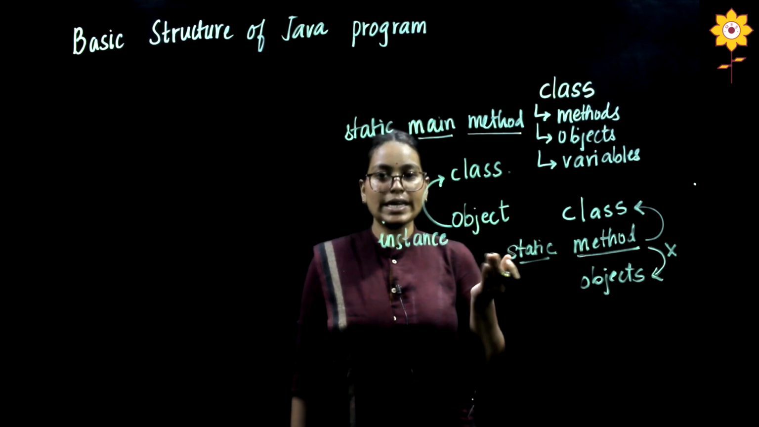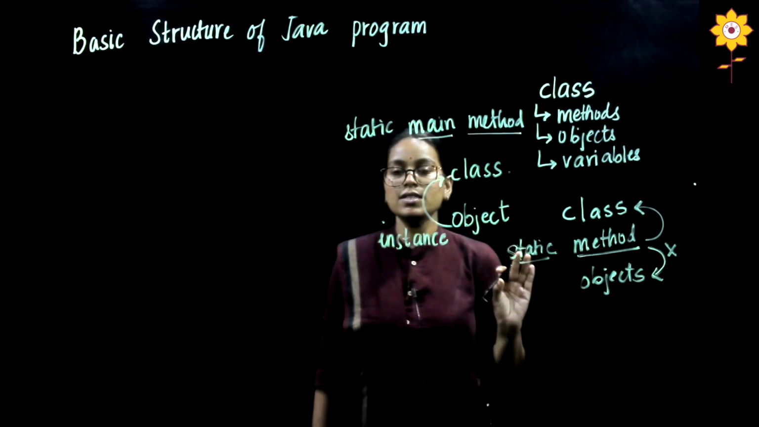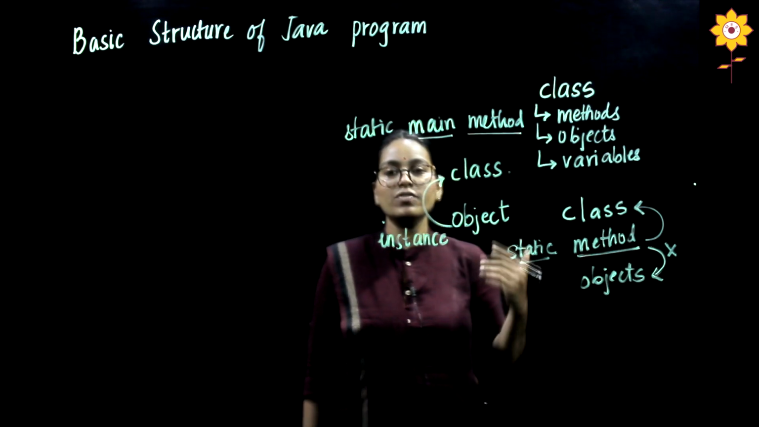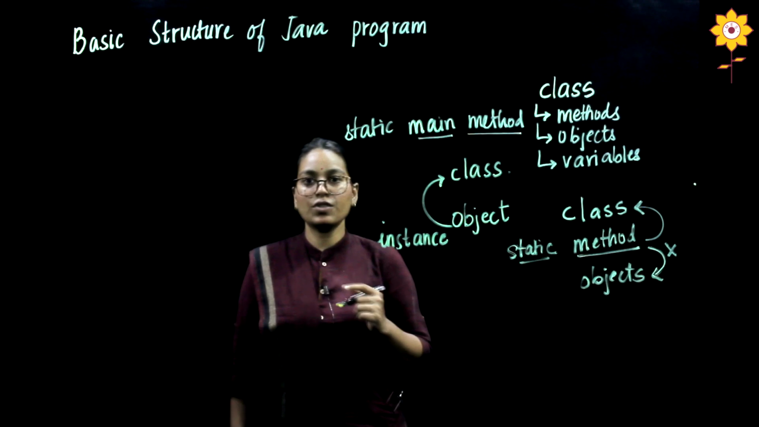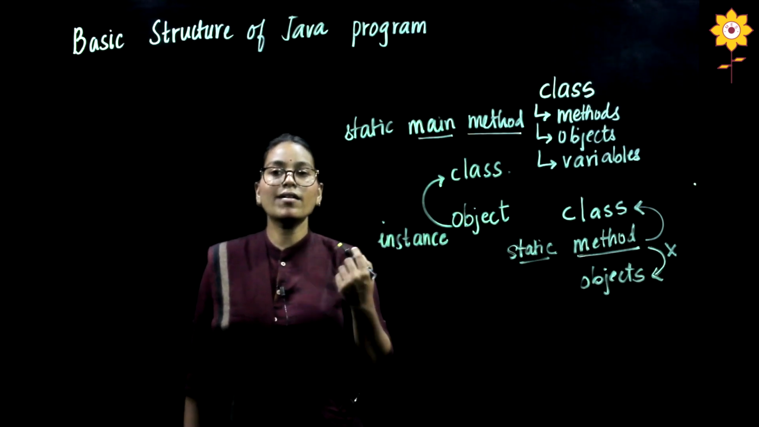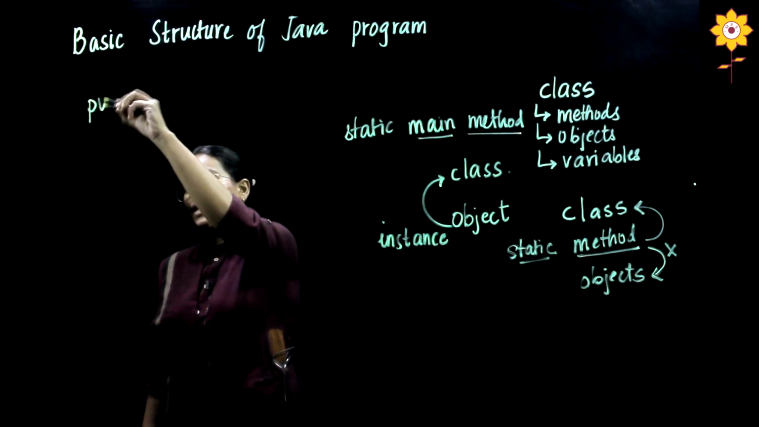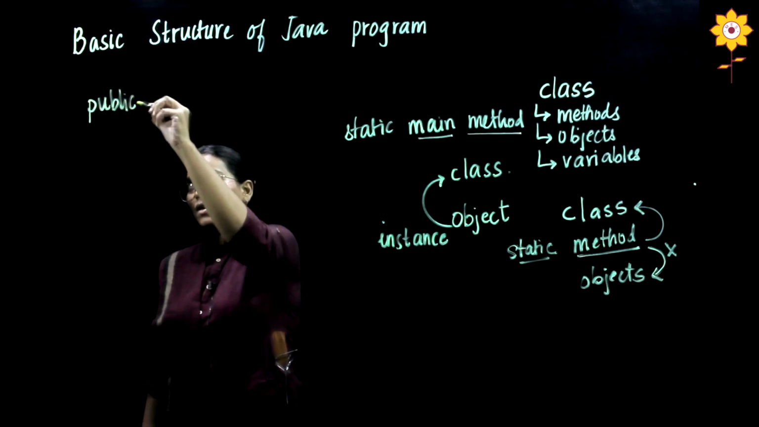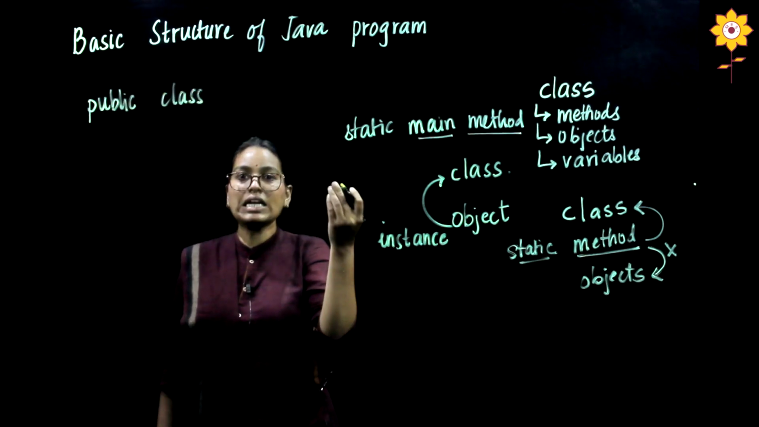So right now we will be creating a main method which is static. That is why I have cleared this. Okay, so we will learn all of this in depth later on. So let's start with the basic structure of the Java program. Now as I told you, we will first be creating a class. Okay, so we will be writing public, okay, then we will write class and then name of the class.